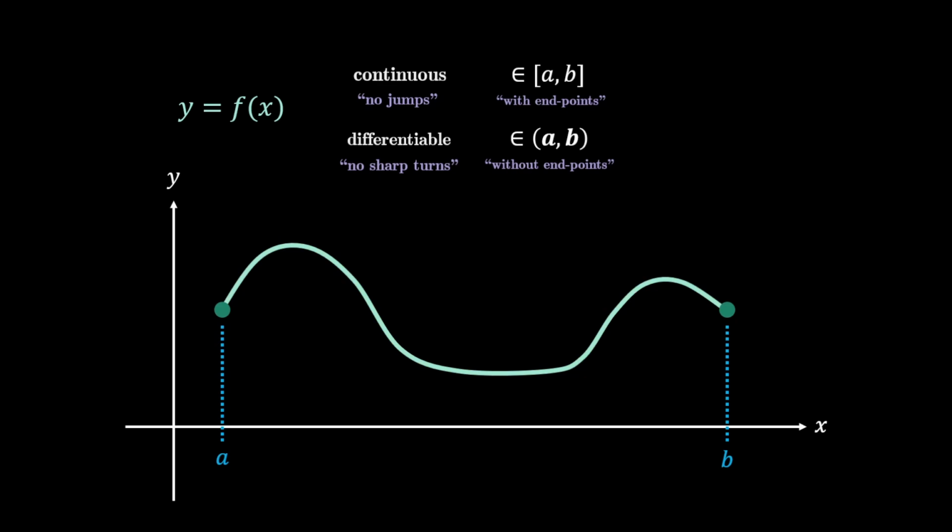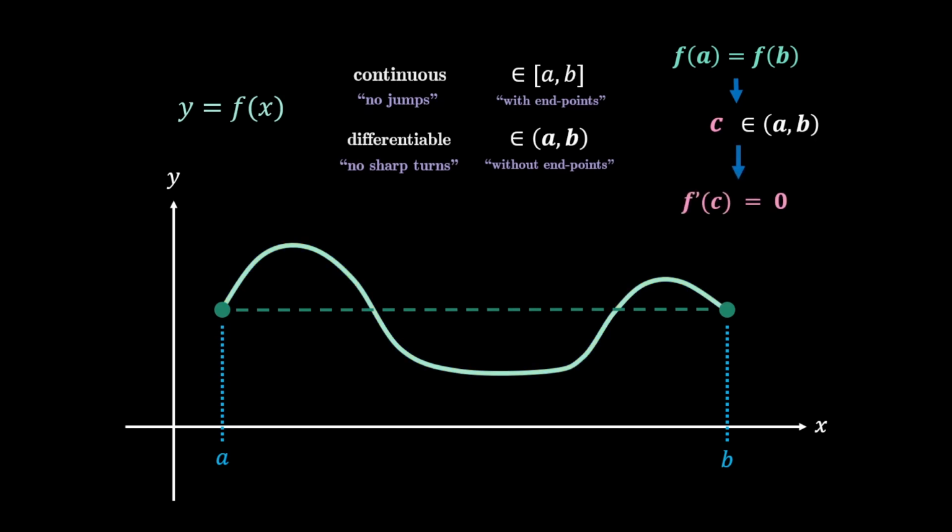Now, with these assumptions satisfied, the theorem states that if f of a equals f of b, meaning the points at the end align, then there exists a point C in the interior yellow region such that the derivative at C equals 0, or it is a horizontal slope. This is the theorem. We will lazy prove it.